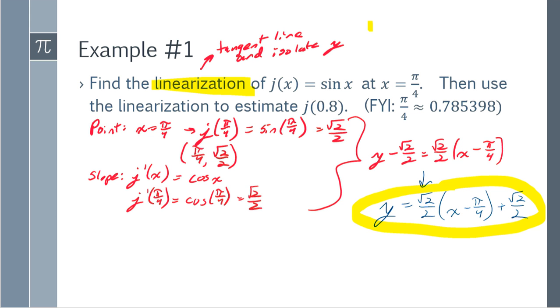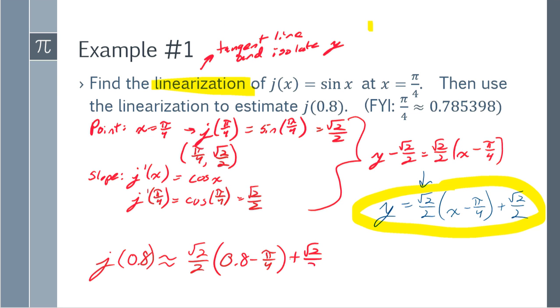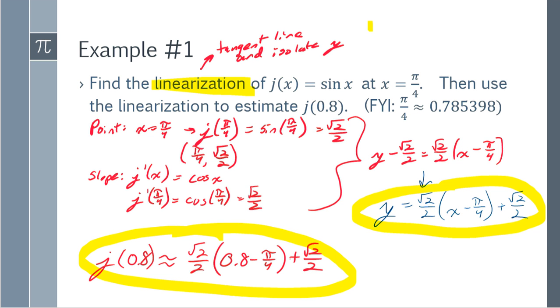So they then say, estimate j of 0.8. Well, j of 0.8, I just take my linearization and I replace x with 0.8. So this is going to be approximately rad 2 over 2, parenthesis, my x is 0.8, minus pi over 4, close parentheses, plus rad 2 over 2. And then I am not required to simplify that, and that is my estimate.